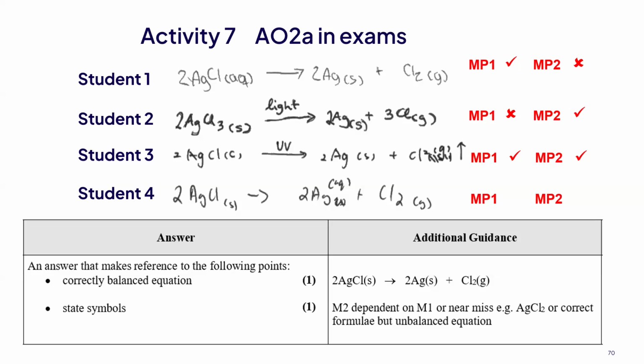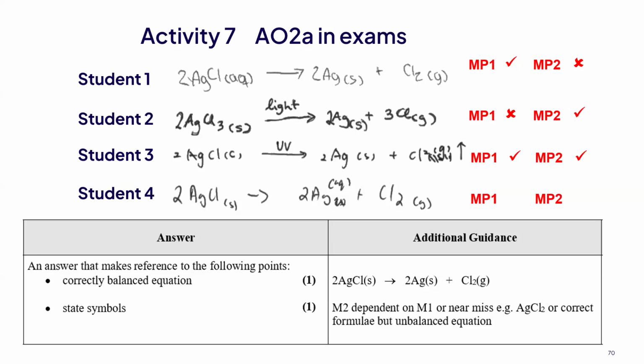The other thing you may be thinking is that with Cl2, the 2 has been given as a superscript instead of a subscript, and we don't want to penalize that in the context of a chemical equation. So we allow that as a correct formula for balancing purposes.